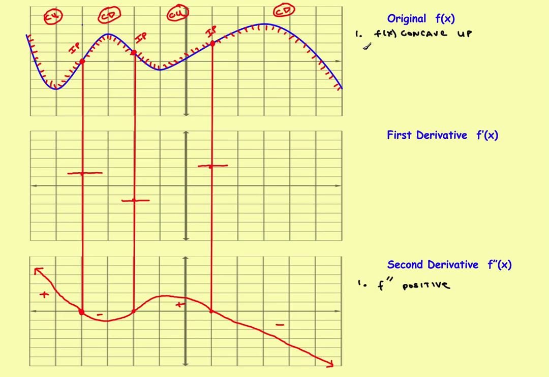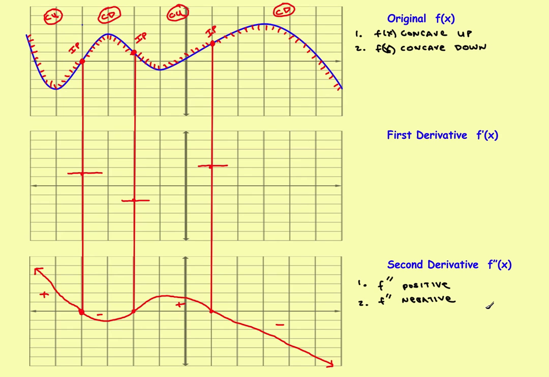Now, let's take a look at the second thing. The second thing says this: where the original graph is concave down, then what must be true of the second derivative graph is that, and look over here, where it's concave down, the second derivative graph is below the x-axis. It's negative. So where the original graph's concave down, the second derivative is negative.